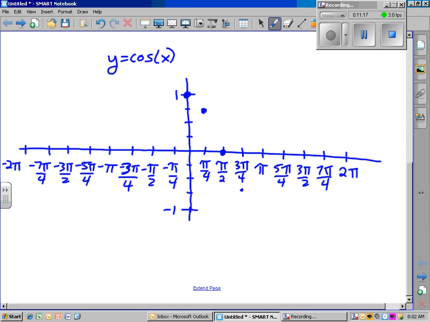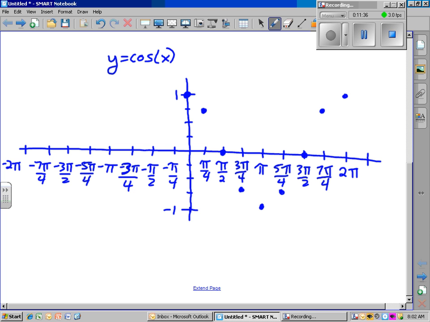3 pi over 4, negative 0.7. Pi, negative 1. 5 pi over 4, negative 0.7. 3 pi over 2, 0. Cosine 7 pi over 4, back to positive 0.7. And we finish up at 1. And we can continue this on.